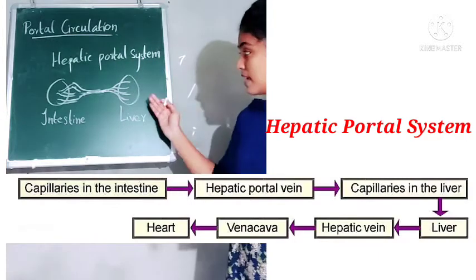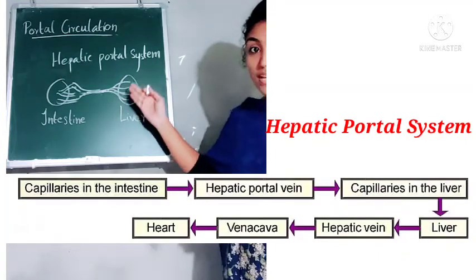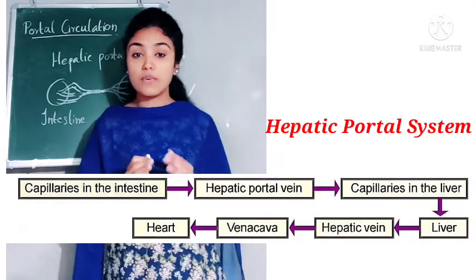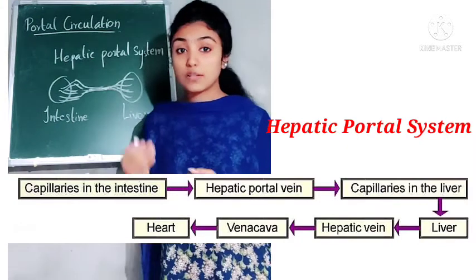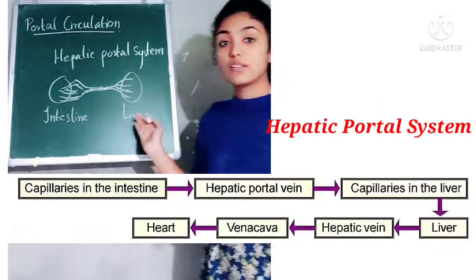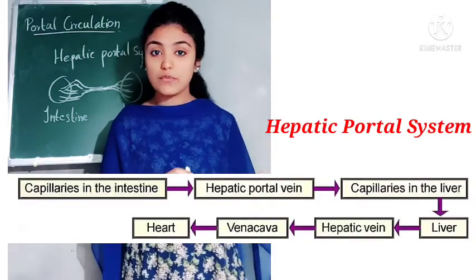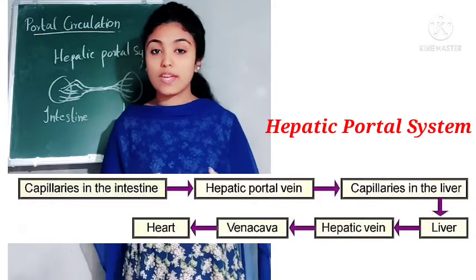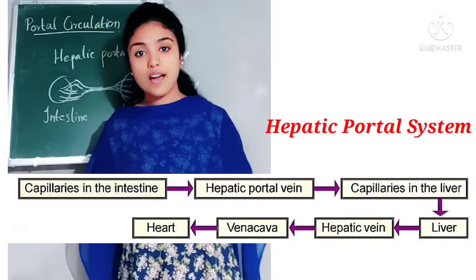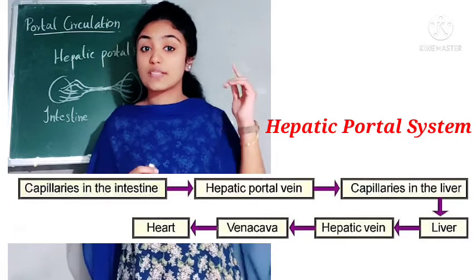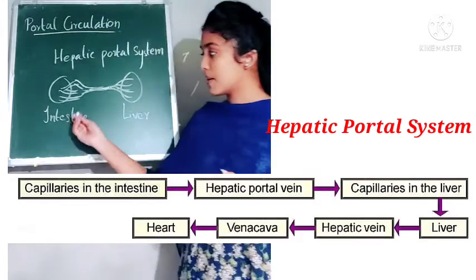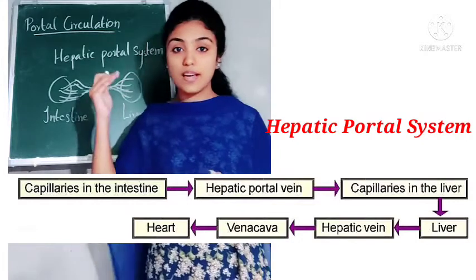So now the blood along with the nutrients reaches the liver. And from the liver, after undergoing some changes, the blood is transported through the hepatic vein, and from the hepatic vein it enters the vena cava and finally reaches the heart. So now the nutrients reach the heart. I hope you understood how the nutrients from the intestine reach the heart.